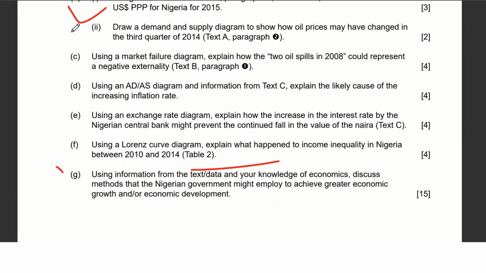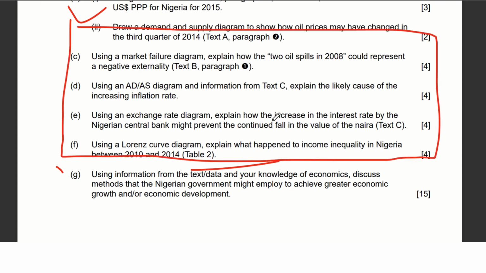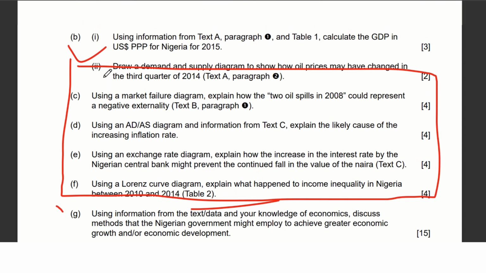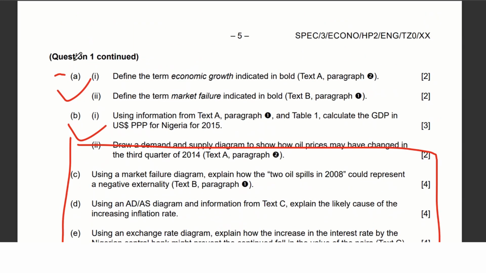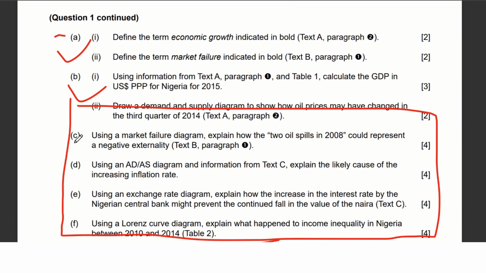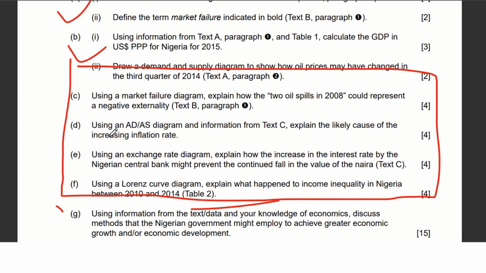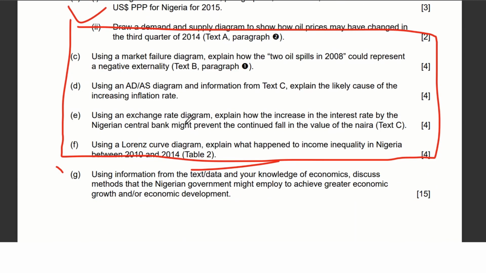this part, if you look carefully, is very interesting. Look at this part, because in the question, option B part 2, draw a demand and supply diagram. Option C, using a market failure diagram. Option D, using an AD-AS diagram. Option E, using an exchange rate diagram. Option F, using a Lorenz curve diagram.